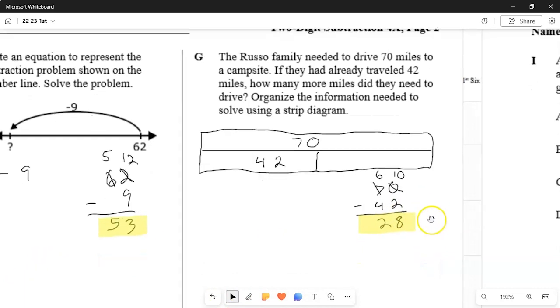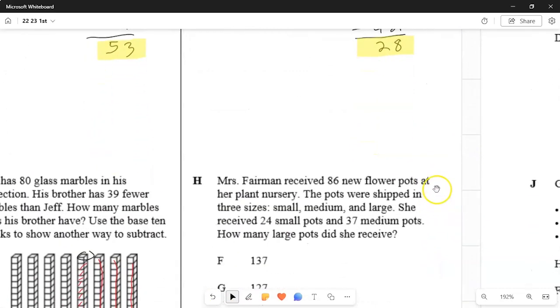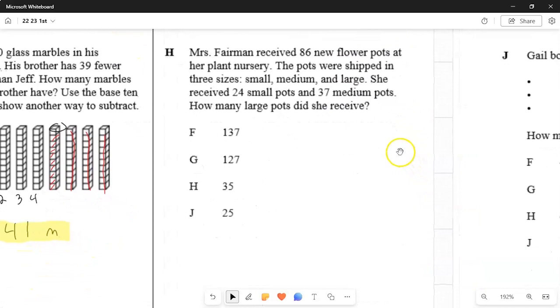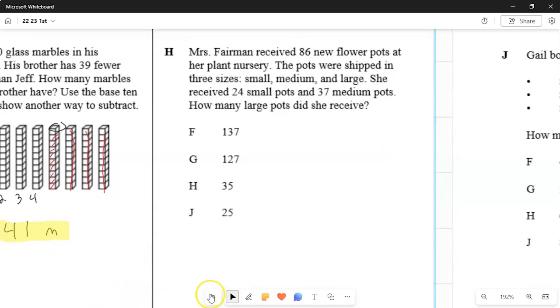Okay, now we're going to go ahead and look at problem H. Okay, problem H says, Mrs. Fairman received 36 new flower pots at her plant nursery. The pots were shipped in 3 sizes, small, medium, and large. She received 24 small pots and 37 medium pots. How many large pots did she receive?